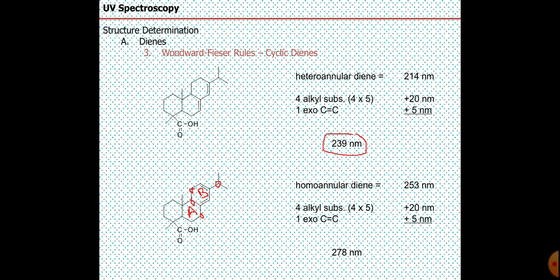Then levopimaric acid, having a homoannular diene with base value 253 nanometer. There are 4 alkyl substituents. The first alkyl substituent is this one, second this one, third this one, and the fourth one is this. Therefore 4 into 5, 20 nanometer, and one exocyclic double bond, that is, with respect to this A ring, the double bond is present in the B ring. Therefore we will get a total value of 278 nanometer, which is very close to the experimental value.